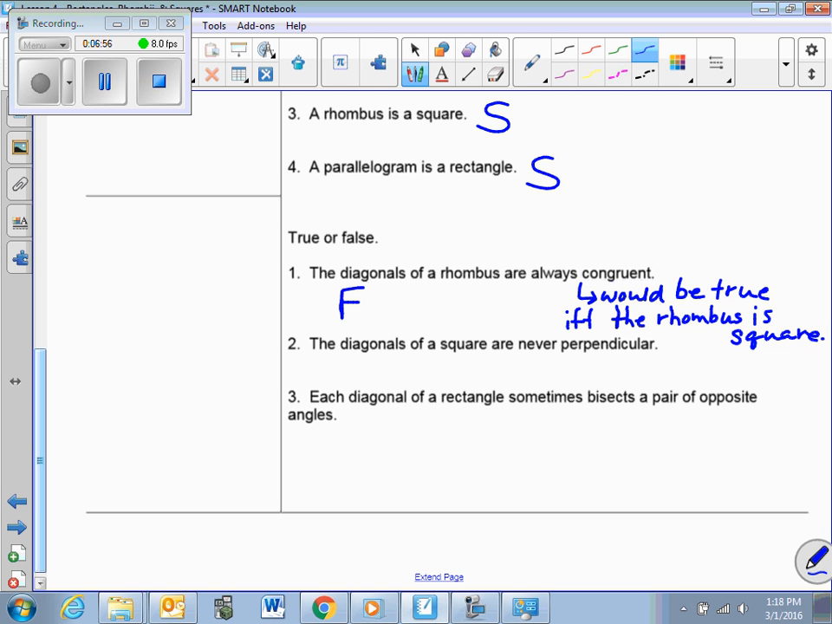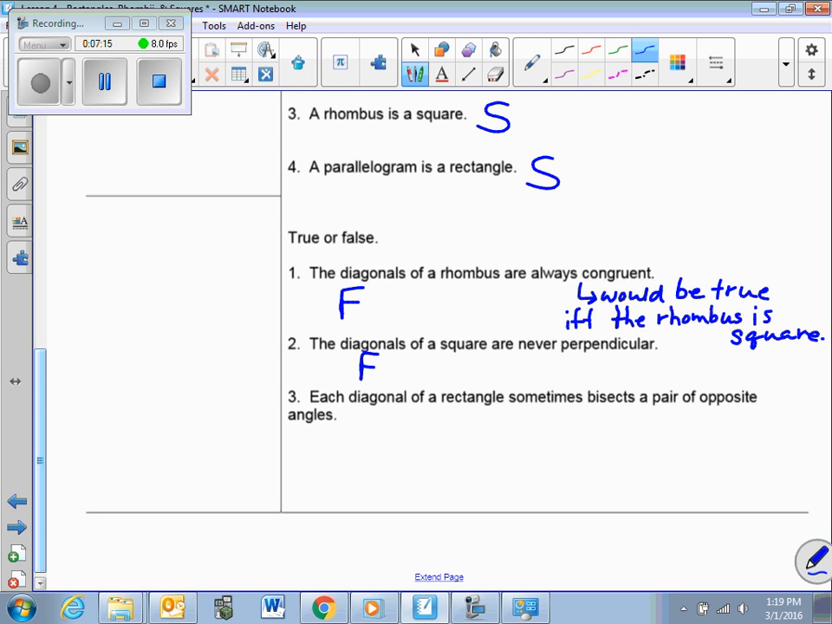All right, number 2, the diagonals of a square are never perpendicular. Wait, aren't the diagonals of a square always perpendicular? Sure they are, so this is false. Diagonals are always perpendicular in a square.